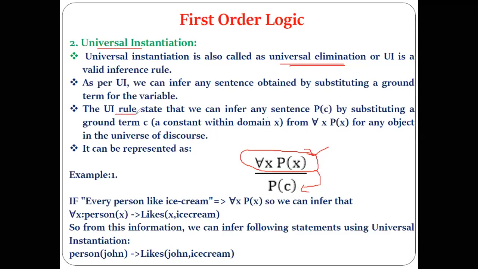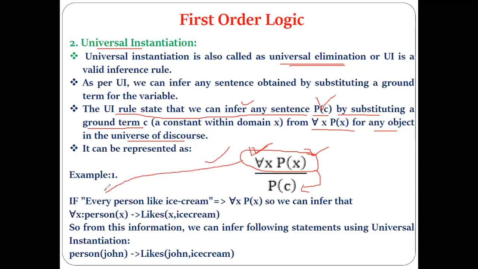Now, the universal instantiation rule states that we can infer any sentence. We can infer in the sense that we can make the conclusion for any sentence P(c), premise of c, by substituting a ground term c from ∀x P(x) for any object in the universe of discourse. And this is written like this. It means, if you are given this particular sentence as true, for example, let's see.